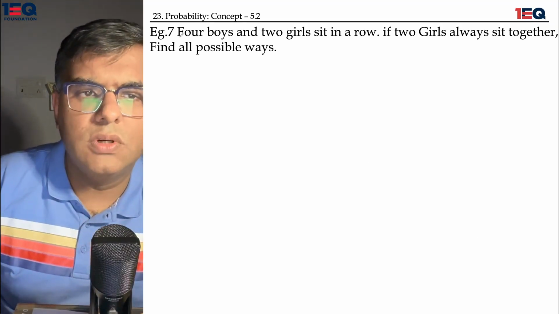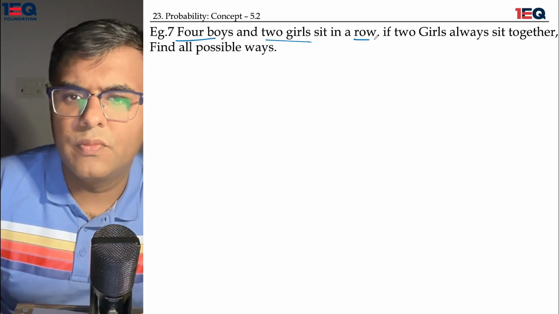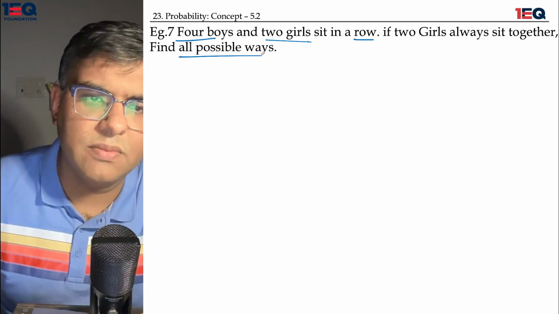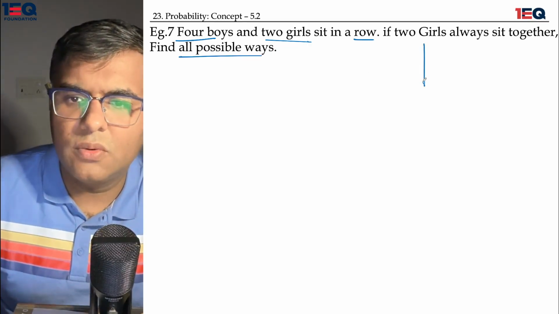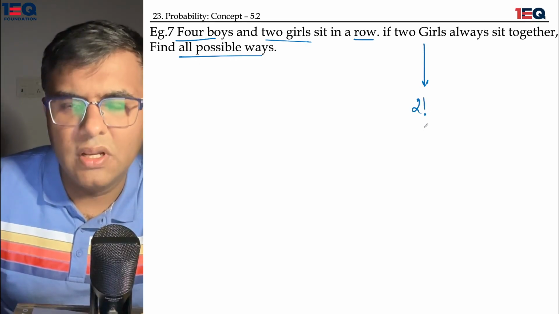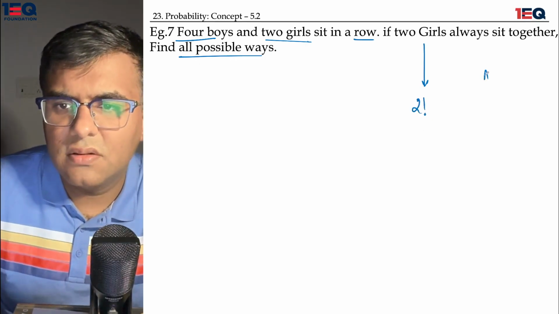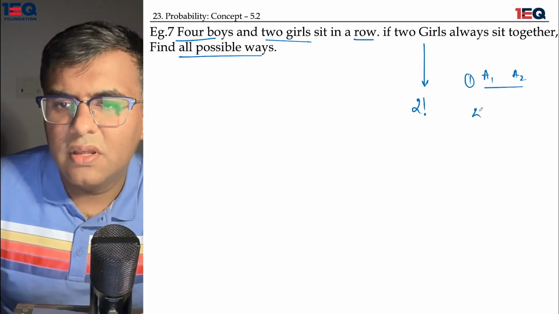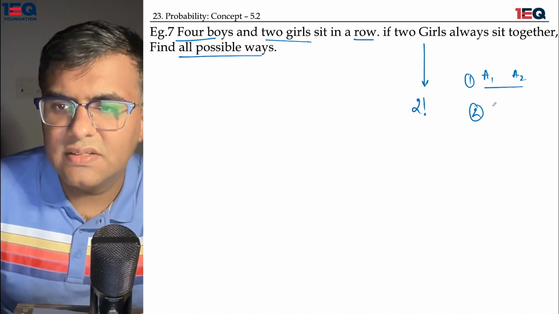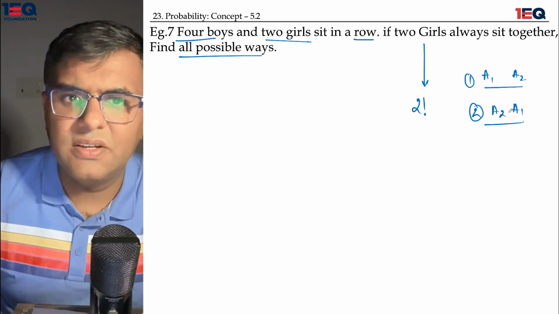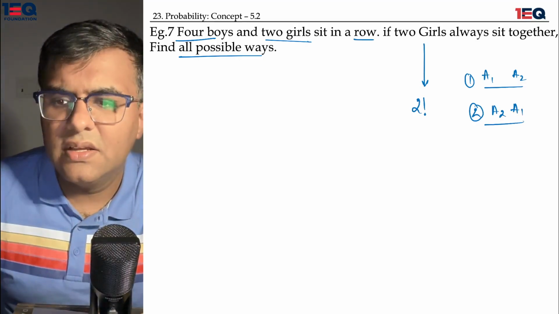4 boys and 2 girls sit in a row. If 2 girls always sit together, find all the possible ways. Talking about the 2 girls sitting together, the ways in which they can sit together are going to be 2 factorial. 2 factorial means 2 ways. Let's say A1 is a girl and A2 is also a girl. So the 2 ways in which they can sit is A1 and A2 here, and the second way is A2 and A1.